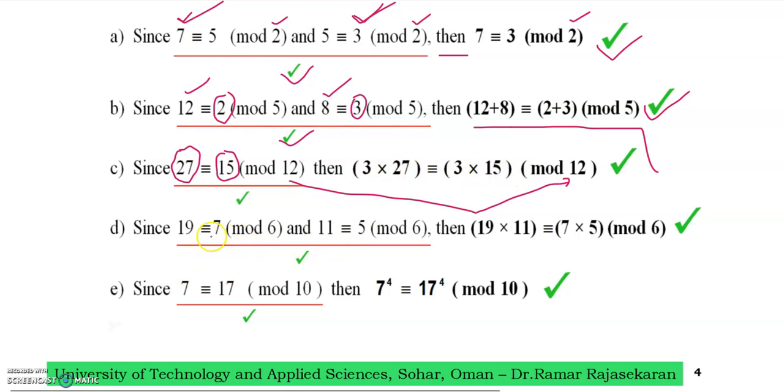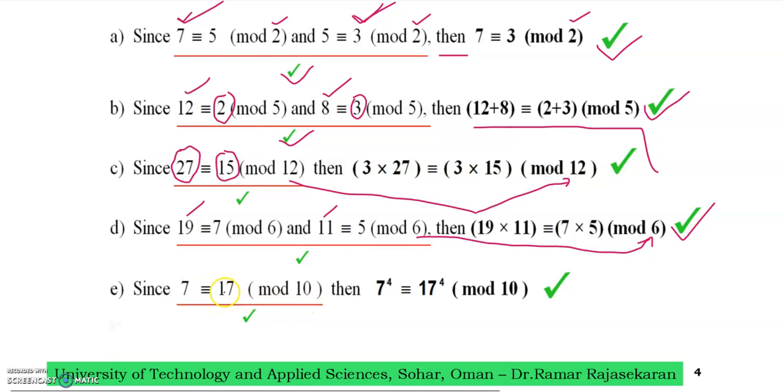Similarly, you can check this. These two congruences are valid. Then you can multiply this 19 and 11, and you multiply 7 and 5 here and then apply the same modulo. You apply the same modulo, then this is also valid by the property.